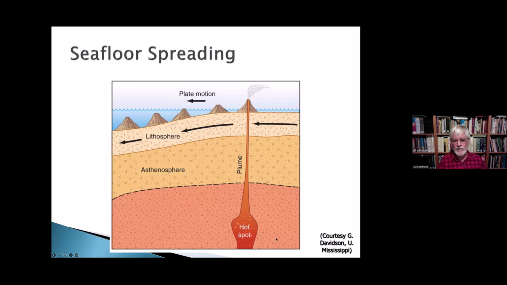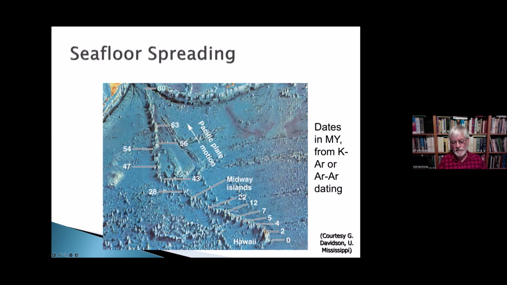And what's happening is the crust, this crustal plate, is moving across a hot spot that's right now under the Big Island in Hawaii. And the other Hawaiian islands have moved off of that hot spot. And we can use potassium-argon or argon-argon, and we can date the lava flows in this chain. And these are the dates in millions of years.